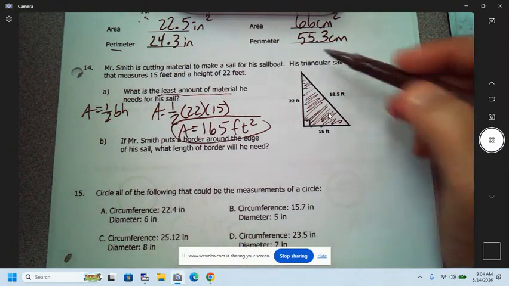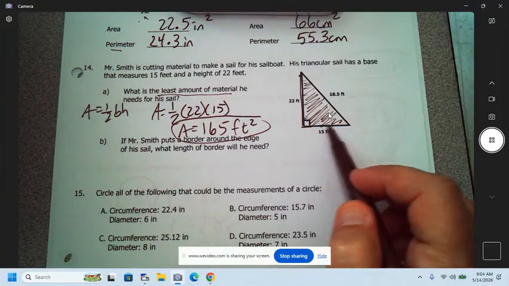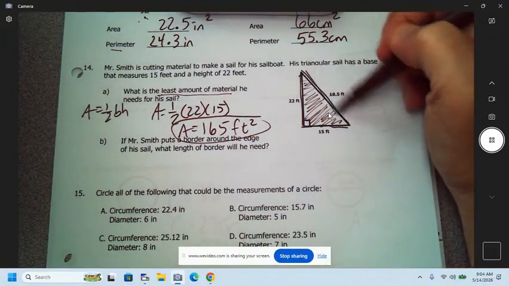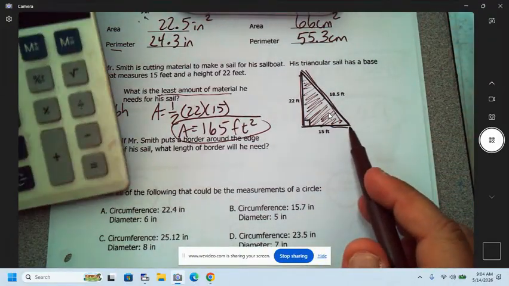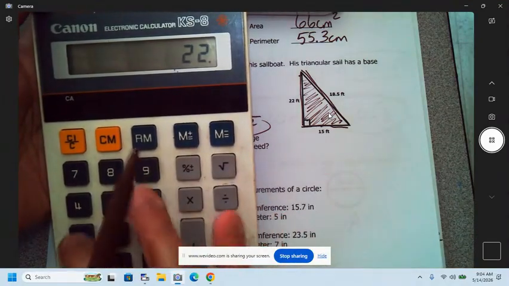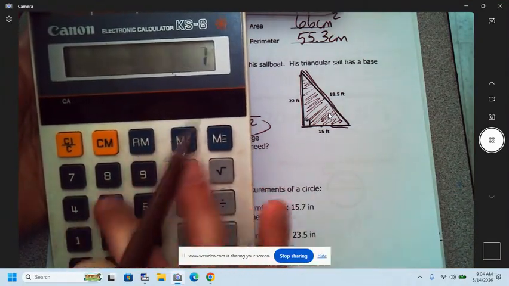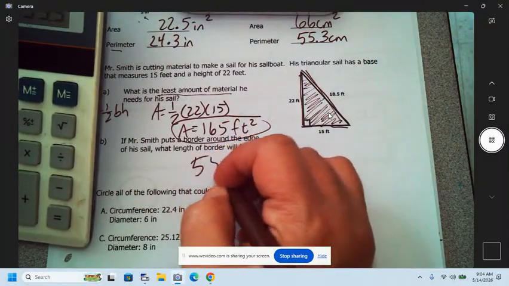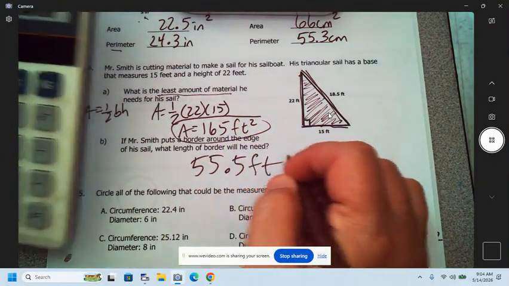All right, if he puts a border around the edge, like a decoration of some kind, then he wants it like a color to look nice. That's perimeter, so we just add up all the sides. Plus 18.5 plus 55.5 feet.